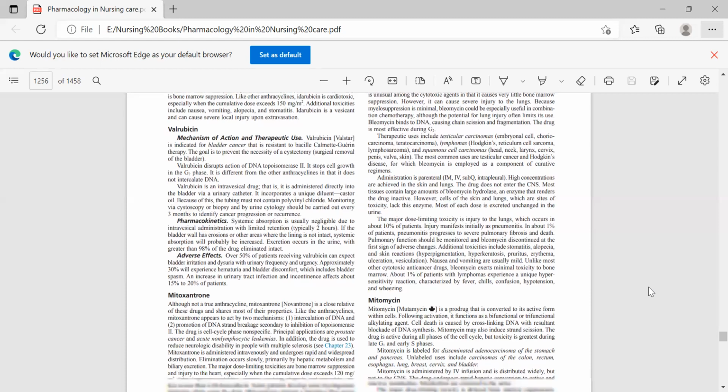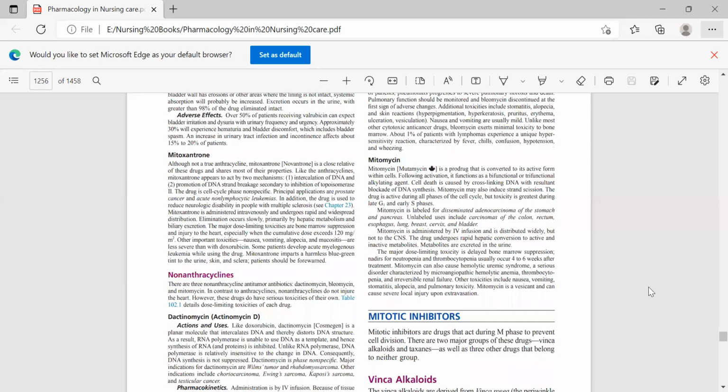Another drug is mitoxantrone. Mitoxantrone is not a true anthracycline, but is relatively close in structure to these drugs, so it is included with the anthracyclines. It also has two mechanisms of action, that is intercalation of DNA and inhibition of topoisomerase 2. It is a cell cycle phase non-specific drug. The principal application is for prostate cancer and acute non-lymphocytic leukemia. In addition, the drug is also used to reduce neurologic disability in people with multiple sclerosis. That is the non-cancer application.